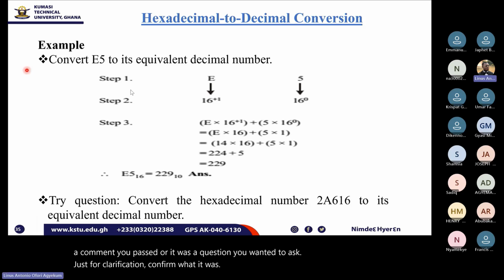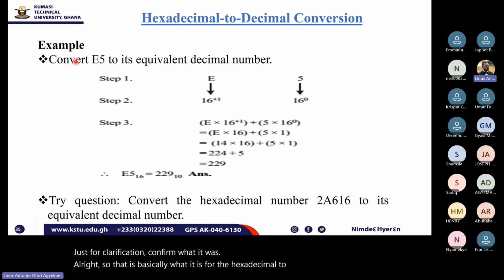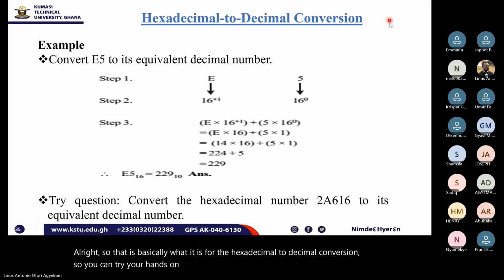So that is basically what it is for the hexadecimal to decimal conversion. So you can try your hands on that example in the slide. Okay. All right. Let's make progress.